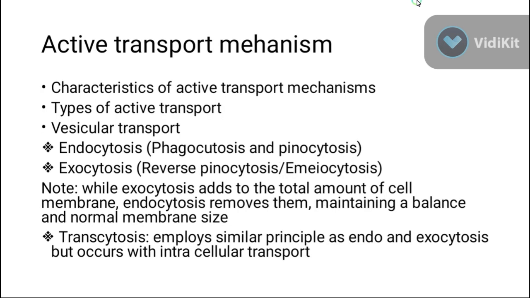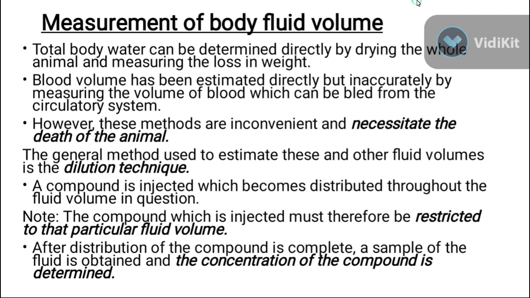Measurement of body fluid volume. Total body water can be determined directly by drying the whole animal and measuring the loss in weight. Blood volume has been estimated directly but inaccurately by measuring the volume of blood which can be bled from the circulatory system. However, these methods are inconvenient and necessitate the death of the animal. The general method used to estimate these and other fluid volumes is the dilution technique.